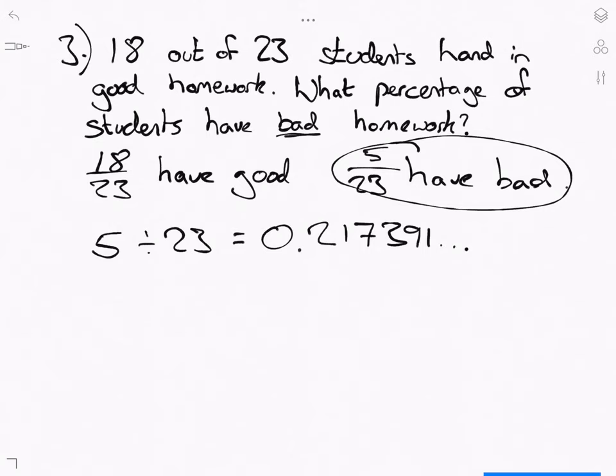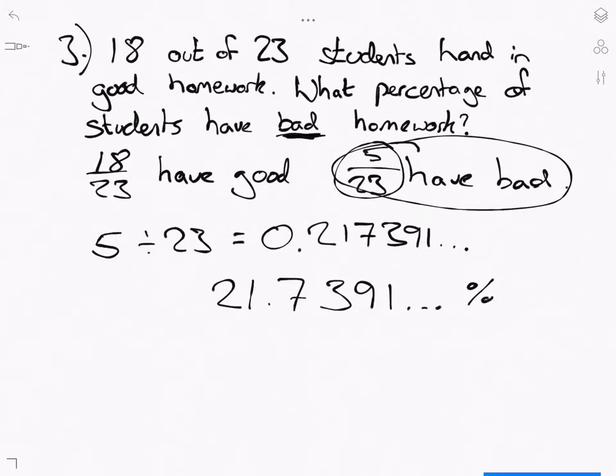So again, we got the fraction of the bad homework. That's this fraction here. Then we did change it to a decimal, and now the last step is just to change it into a percentage. And if we remember the other topic, it's pretty easy. We can just times by 100. So if we do 0.217391 times 100, we get 21.7391, and it keeps going, percent.